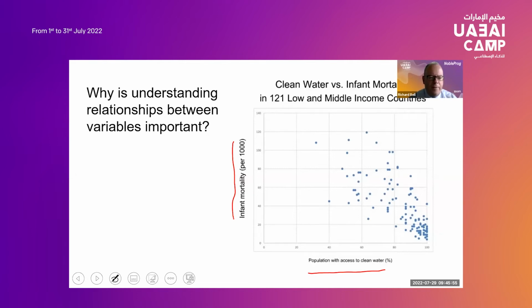Yeah, there is a negative correlation, correct. What we see is as population has more access to clean water, infant mortality declines. And as a result of that, it means that, for instance, a development agency could then make an investment decision knowing that it's going to have a positive result. So this is why understanding the relationship between variables is important.